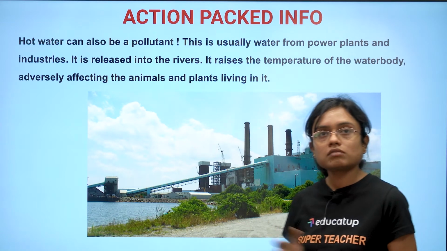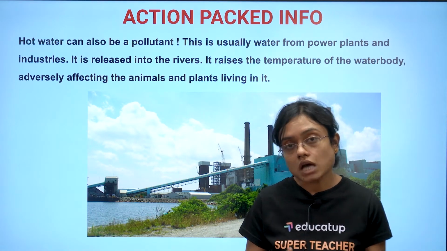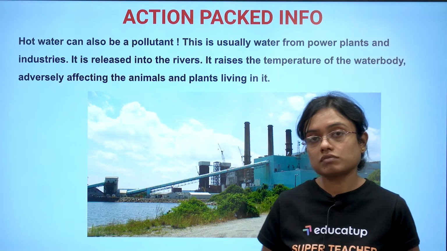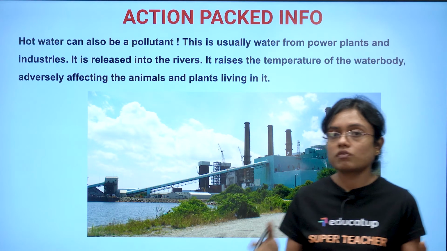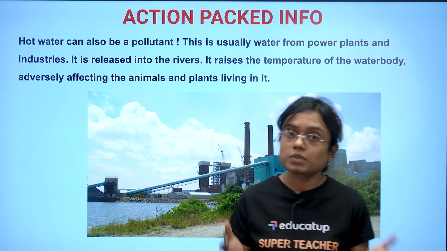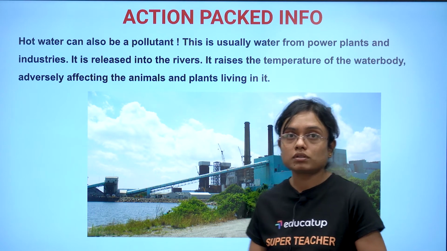Again, some action-packed info. Hot water can be a pollutant. The hot water which is discharged from the factories directly into the rivers causes a whole lot of disturbance in the river bodies or water bodies. Aquatic animals and plants can die because there is an abrupt increase in the temperature of the water.